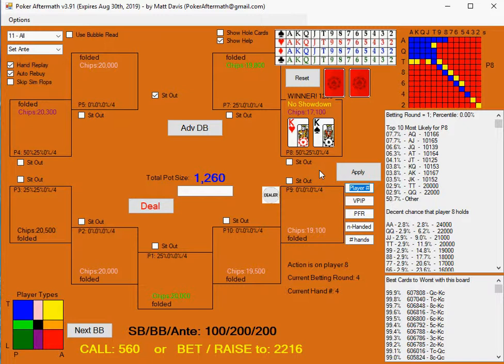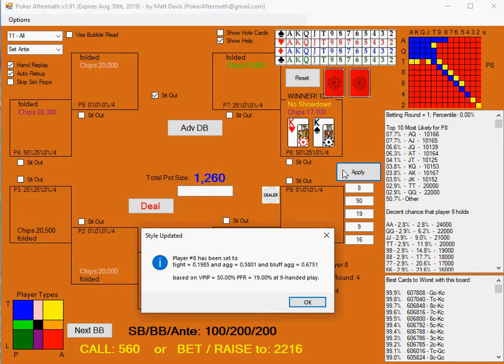So if I click on the set VPIP/PFR to set style, I can put their player number, which was 8, and then I can put their voluntary put money in the pot percentage in, which was 50% of the time, which is pretty loose, and their pre-flop raising percentage, which was 19% of the time, which is pretty aggressive. We were playing 9-handed. This was based on a fairly small sample size of only 16 hands. And then I can click on apply and it will set their style. And one of the things that's kind of key here is they're set to be a little bit bluffy. So a super bluffy player would have a bluff aggression number of 1. So this player is definitely on the bluffy side.